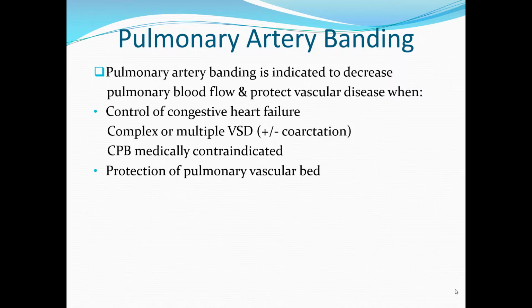Control of congestive heart failure, definitely when there is higher flow, it may lead to right-sided heart failure. Complex multiple VSD plus coarctation, and when cardiopulmonary bypass is medically contraindicated and we cannot do final repair for the lesion. In these cases, we do some sort of PA banding. PA banding can be done through a small anterior thoracotomy in the second intercostal space, and from this small incision we go around the pulmonary artery, and we take a tape and gradually constrict this tape until some special measures that we need during operation occur, and by this we clip the band, and this is the degree of stenosis which we need.